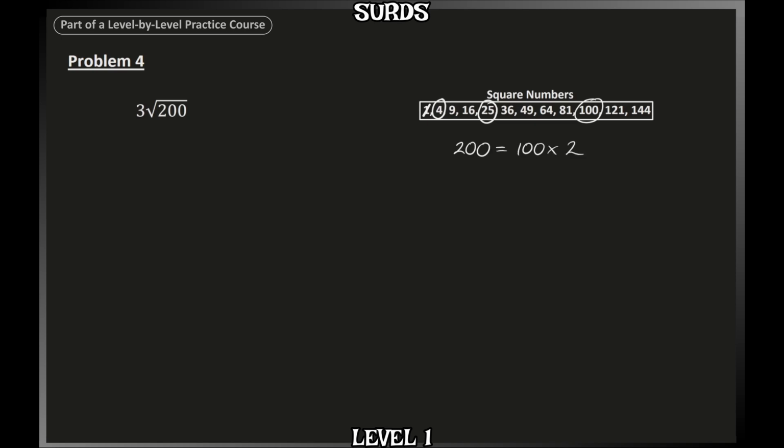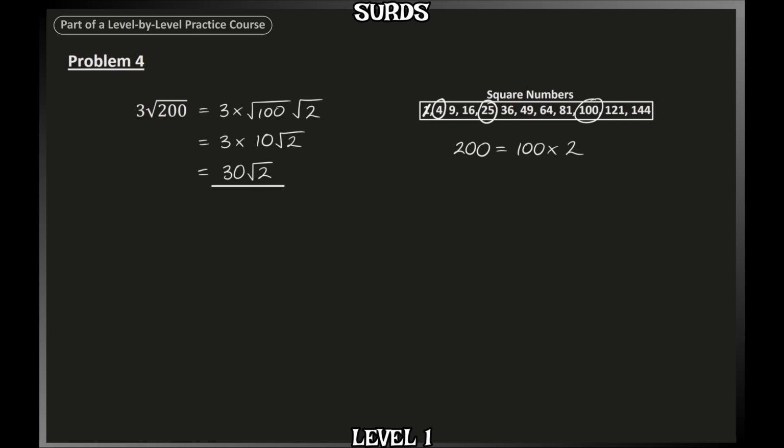So what this means is that 3 times the square root of 200 can be written as 3 multiplied by the square root of 100 multiplied by the square root of 2. Now because 100 is a square number, we can square root it. So this becomes 3 multiplied by 10, because the square root of 100 is 10, since 10 times 10 is 100, and we have a root 2 after it. Now because 3 times 10 is 30, 3 times 10 root 2 is just 30 root 2. This has been simplified, so it's our final answer to problem 4.